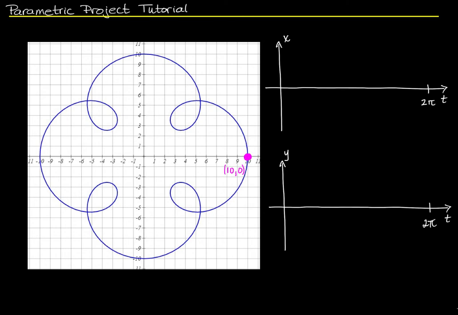You could equally just as effectively start here at 0, 10, or here at negative 10, 0, or down here at 0, negative 10, or for that matter, you could start anywhere you wanted, absolutely anywhere.